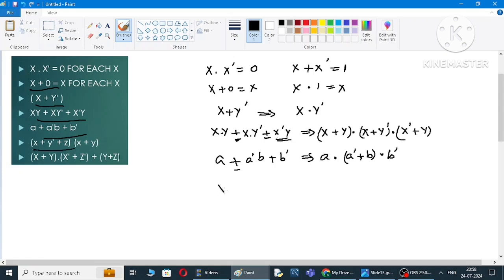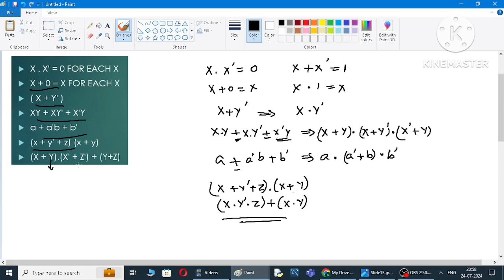Now this one. X plus y bar plus z into x plus y. I'll write below this, it will be easy. X dot y bar dot z. Here supposed to be a dot, so plus x dot y. So all the plus to dot, dot to plus. So this is the dual of this expression.